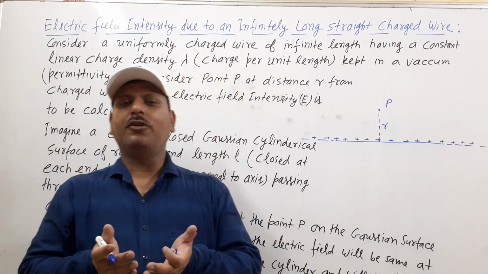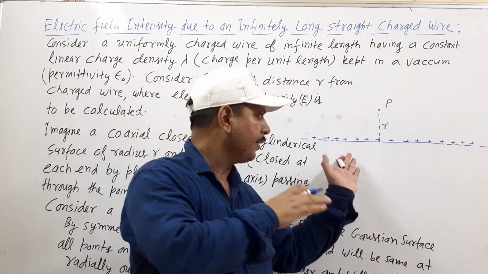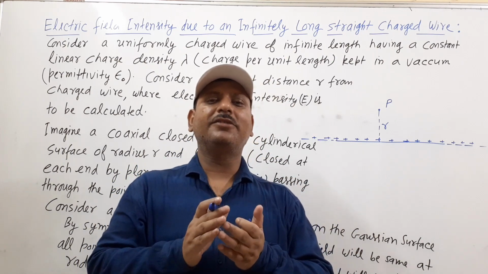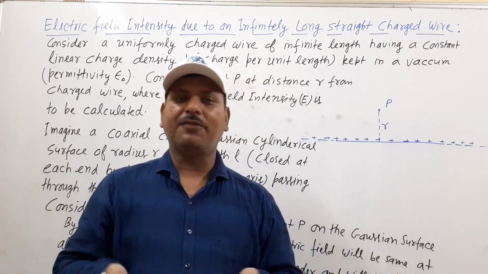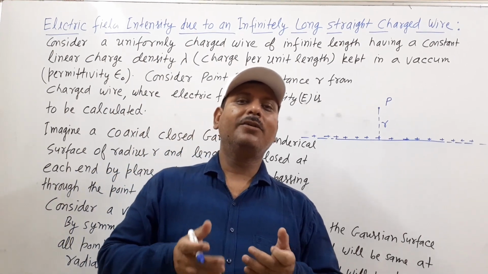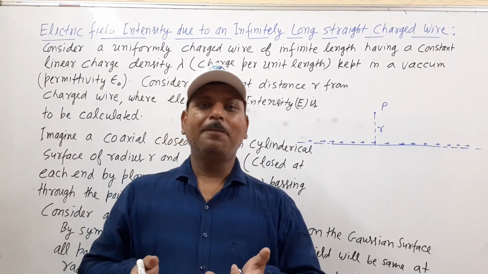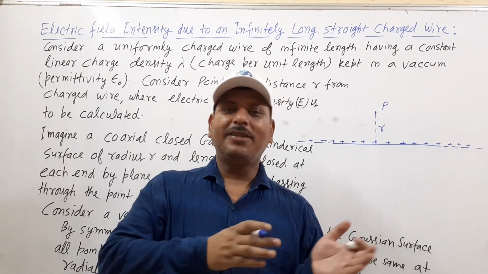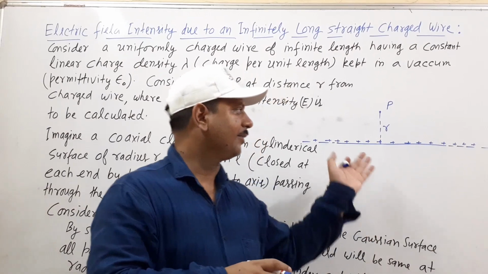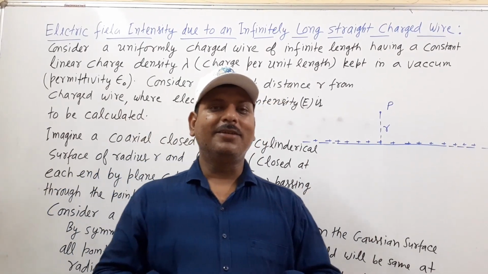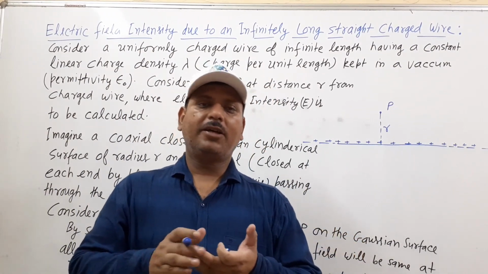By use of Gauss theorem we have to calculate, because I have told earlier that if you want to consider electric field intensity due to linear charge distribution or surface charge distribution, there we cannot calculate by Coulomb's law, because there is a limitation of Coulomb's law. Coulomb's law will be correct for point charge, but when we talk about linear charge, Coulomb's law is not valid. So we have to go through with the Gauss theorem.